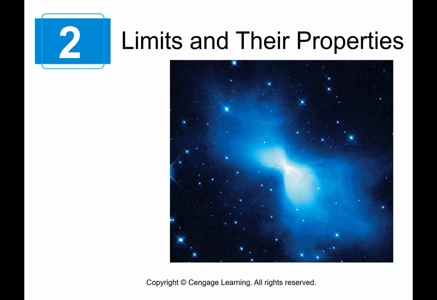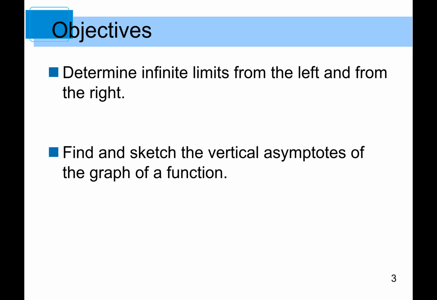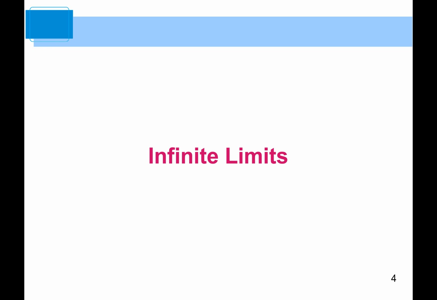All right, let's take a look at the limits and their properties of section 2.4 on infinite limits. The objectives are to determine infinite limits from the left and from the right, and find and sketch the vertical asymptotes of the graphs of a function. Infinite limit means you have a limit that is either positive or negative infinity. That's what it means.